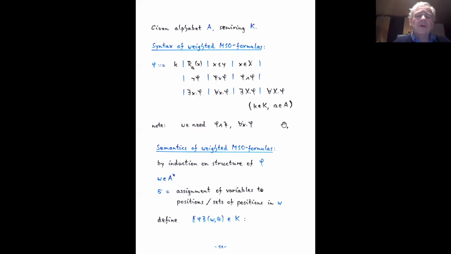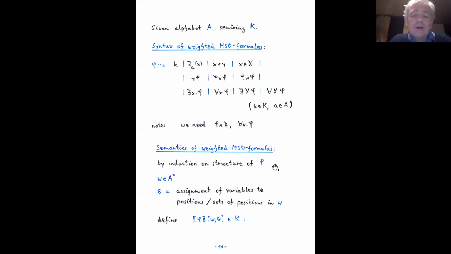Okay, so we do this in the following way. Given an alphabet and a semi-ring K, the syntax of weighted formulas is given by the following grammar. First, we take any constant of the semi-ring. Then we have R_a(x), x smaller than y, and x in X. These are the atomic formulas, just as in classical logic. We have negation, disjunction, conjunction, existential and universal quantification, both for elements and for subsets. And we will need conjunction and universal quantification here, and I will give the reason in a second.